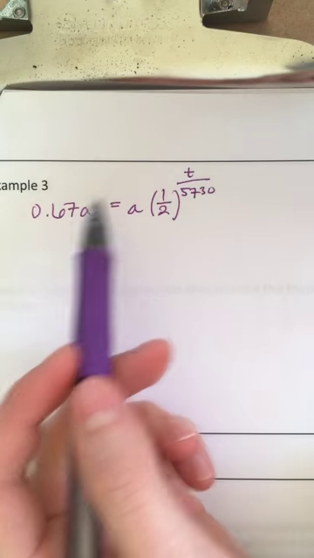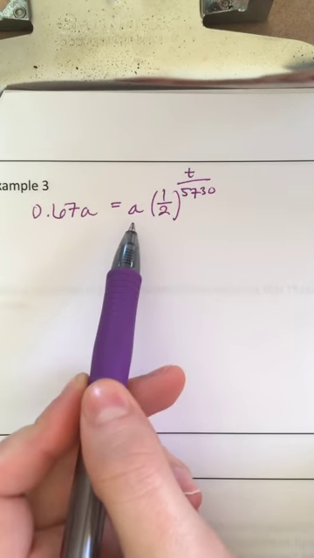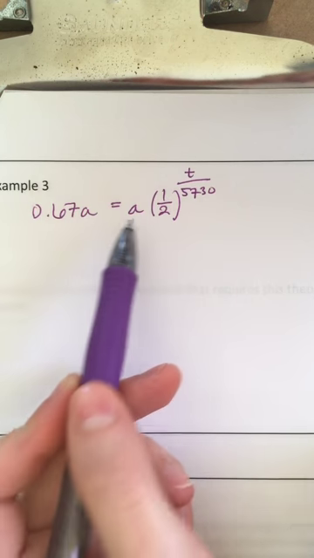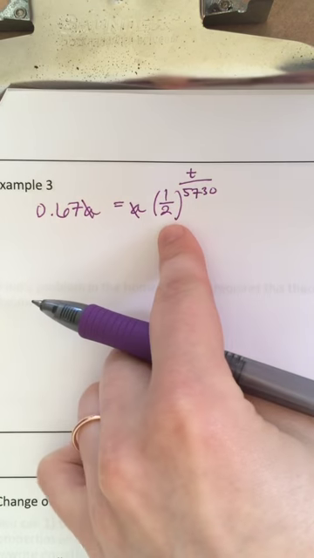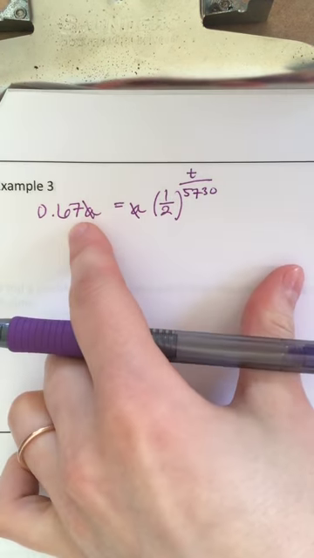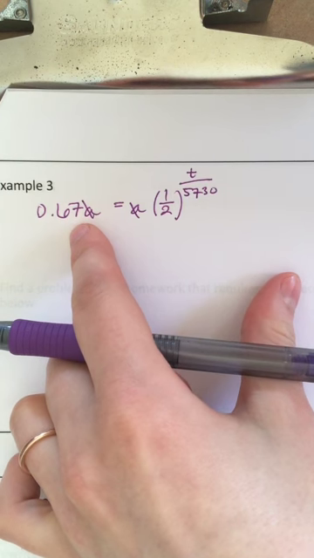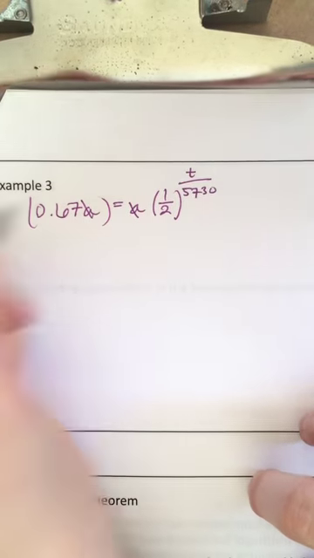Right now I have two variables, A and T, but if I divide both sides by A, what happened to these? They turn into 1, so they actually just go away. Now I have a base of 1/2, exponent of T over 5,730 equals 67%. I could write this as log base 1/2, or I can take the log of both sides.